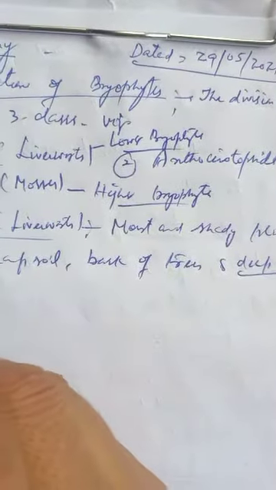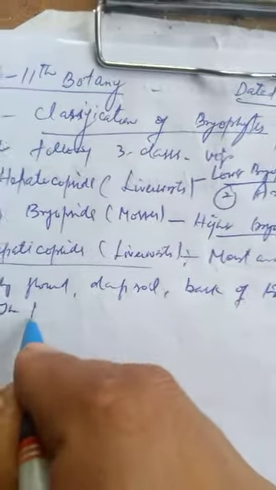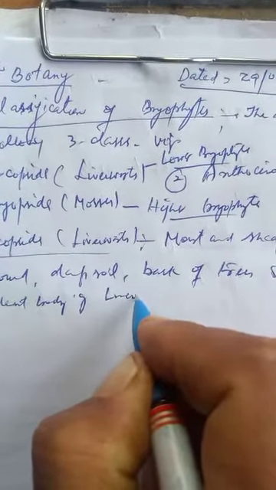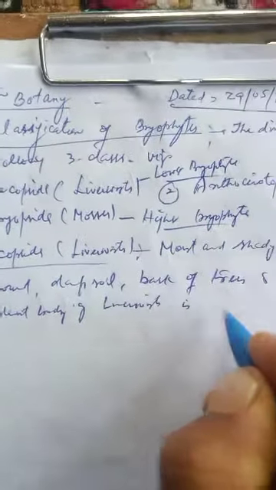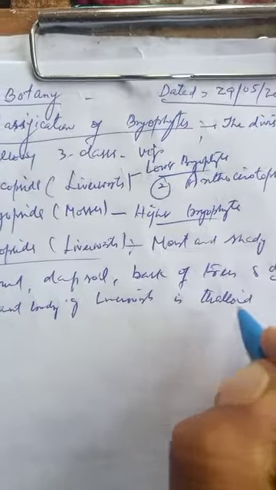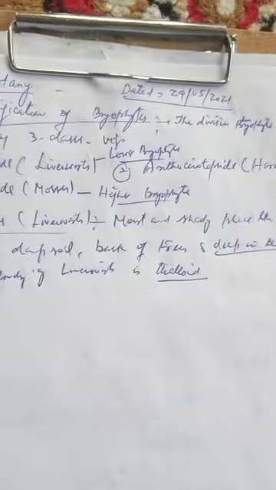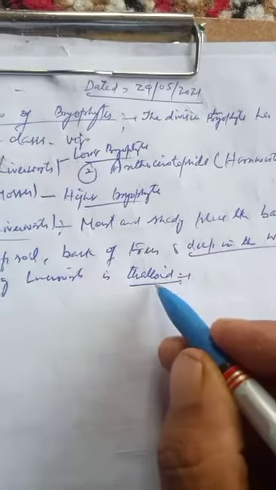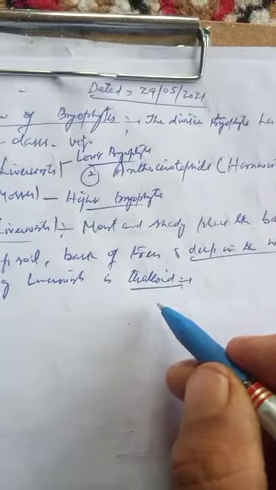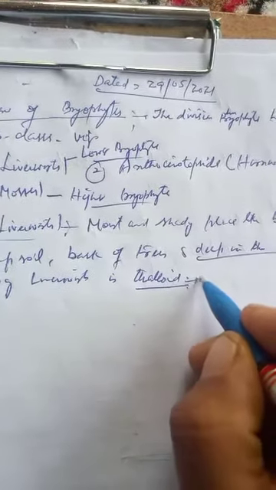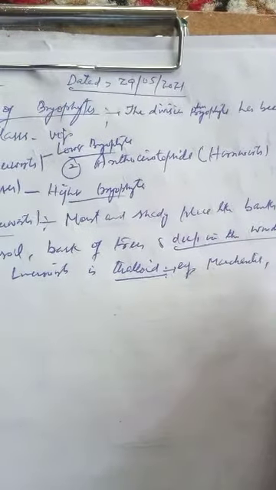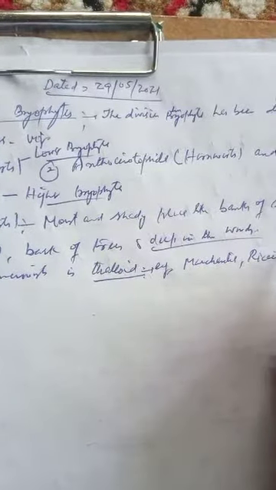The plant body of liverworts is thalloid. While studying the general features, I have told you the body of the bryophytes may be thalloid or foliose and erect. In lower bryophytes, that is liverworts, the plant body is thalloid. Thalloid means the plant body is not differentiated into root, stem, and leaf. An example of this is Marchantia, and another example is Riccia, etc.